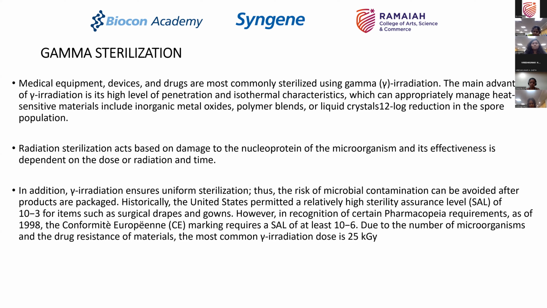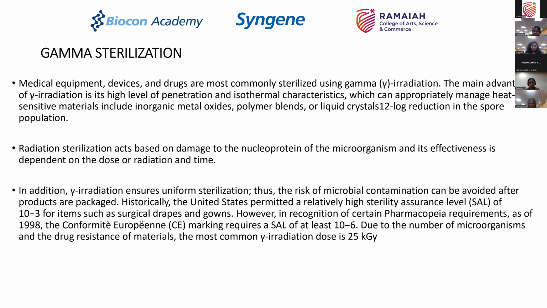So 10 to the power of -3 is something that if you look at the US pharmacopoeia, earlier references, you would find that 10 to the power of -3 was sufficient to give us sterility assurance. However, other pharmacopoeias in Europe and other countries, they demanded a sterility assurance level of at least 10 to the power of -6 based on certain bio studies, and therefore it is now very important that at least 10 to the power of -6 is achieved when you are talking about gamma sterilization.